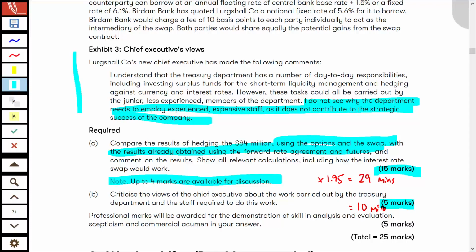The professional marks can be accessed by using the numbers that you've calculated in a sensible way, through your criticism of the Chief Executive's views, and for your understanding that a company that is dramatically expanding and needs to plan its liquidity and hedging absolutely needs the expert advice that senior Treasury Department managers can provide.